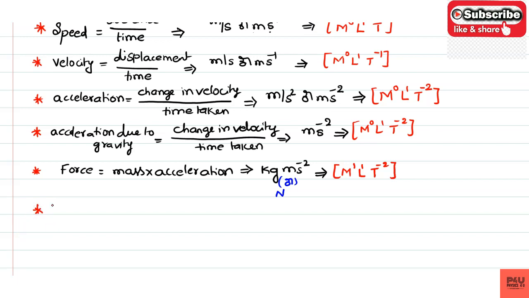Next one, impulse. What is meant by impulse? Impulse is nothing but the change in momentum of the body. Change in momentum of the body is known as impulse. First we'll start with momentum, or linear momentum. We call it linear momentum.